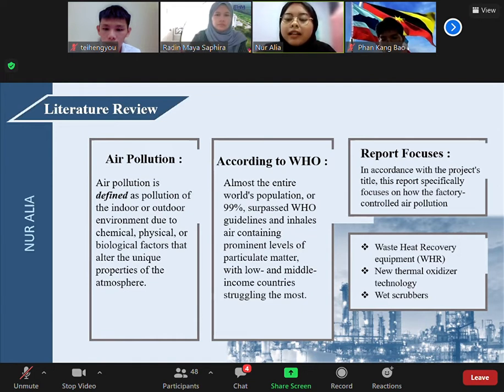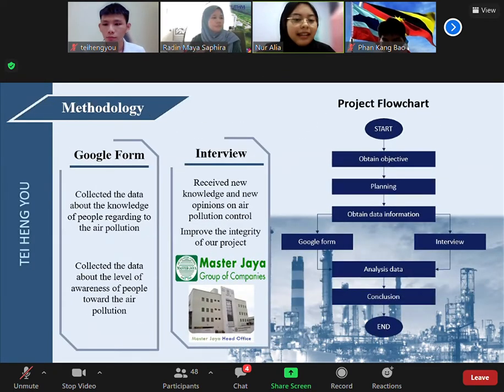So in accordance with the project title, this report specifically focuses on how factories control air pollution. The regulations are critical for the plant or facility to fulfill compliance and reduce air pollution demands. So these are the three common equipment on how factories control air pollution. The first one is waste heat recovery equipment, the second is new thermal oxidizer technology, and the last one is wet scrubber. So I will pass to Dave. Thank you.